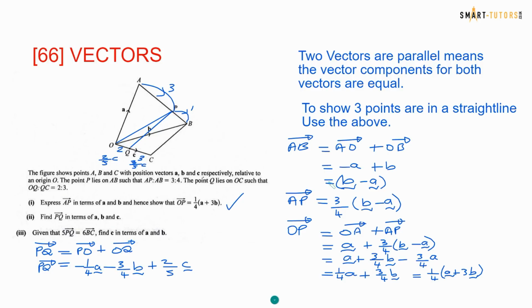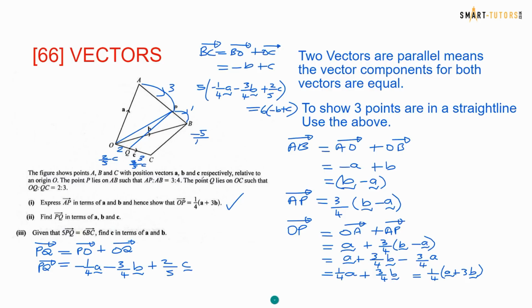Given that 5PQ equals 6BC, we need to find out what BC is. So I'm doing it here. BC equals BO plus OC. BO is minus B plus C. So 5PQ means 5 times PQ. PQ is minus 1/4 A minus 3/4 B plus 2/5 of C, equals 6BC. 6BC means 6 times minus B plus C.